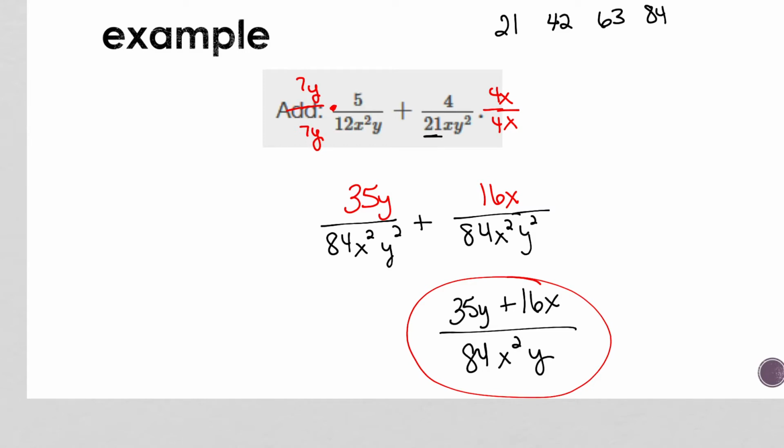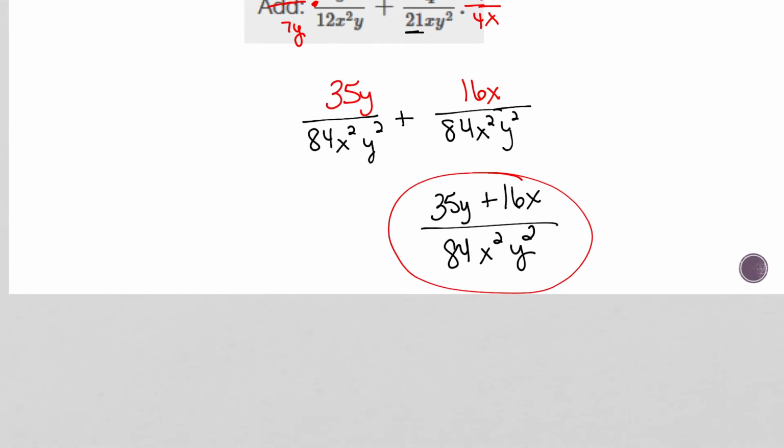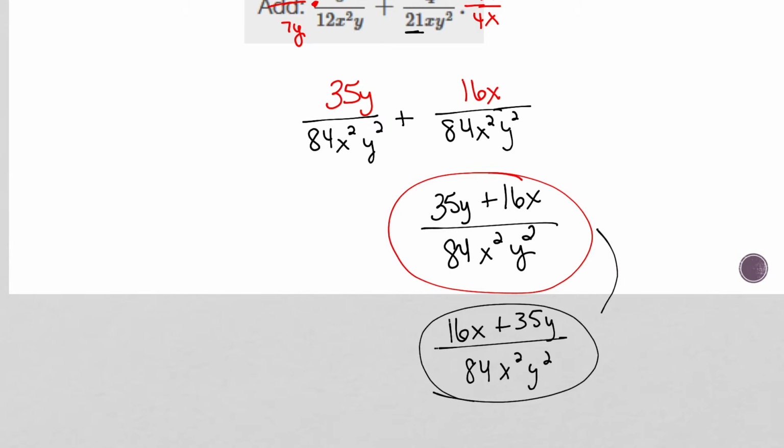Real quick, and one of your wonderful classmates caught this. I failed to put the square term right here for the y. So really that should be y squared. That is correct. And the other thing that I want to tell you before I move past this page is that this can actually be written in the other order. Both of these are interchangeable and they are the same.